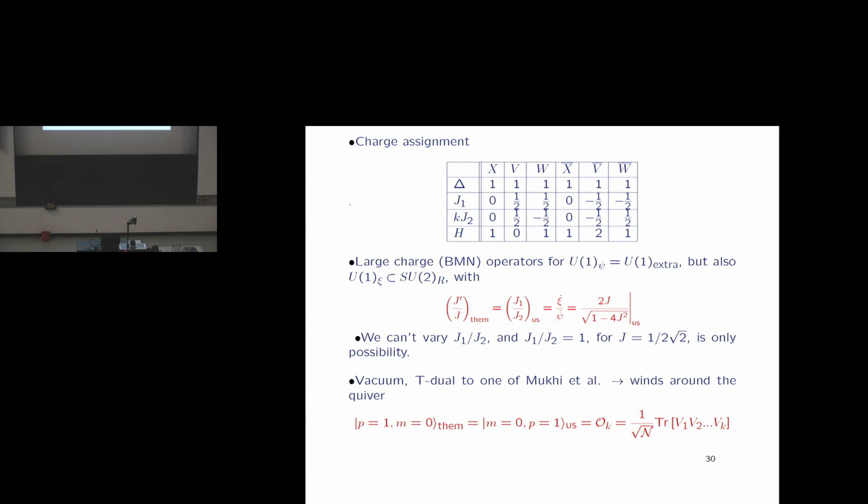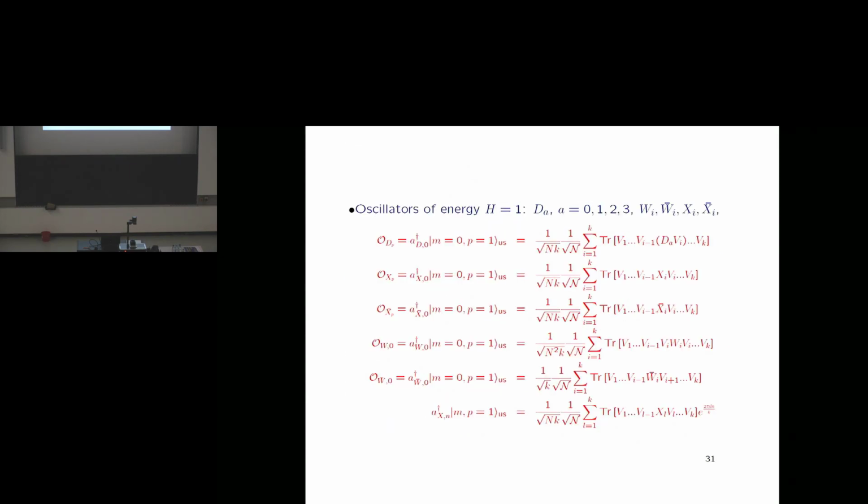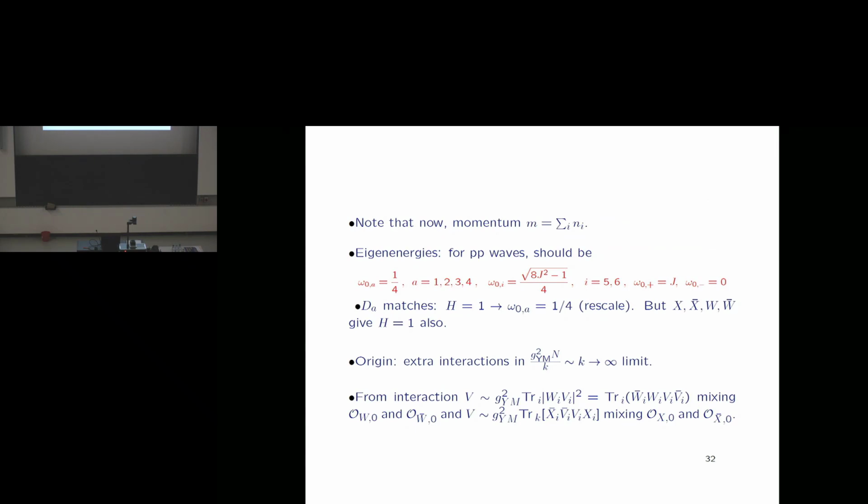If we look at the field theory operator corresponding to the vacuum, it's really the T-dual to the one found by Mukhi et al. in 2002, which is now an operator that wraps around the quiver, just like a string would wrap around the compact dimension. And we can also find a bunch of oscillators with energy 1, dA, WW bar, XX bar, given here in the usual manner. The only non-trivial thing is that now the total momentum is the sum of each n for each winding.